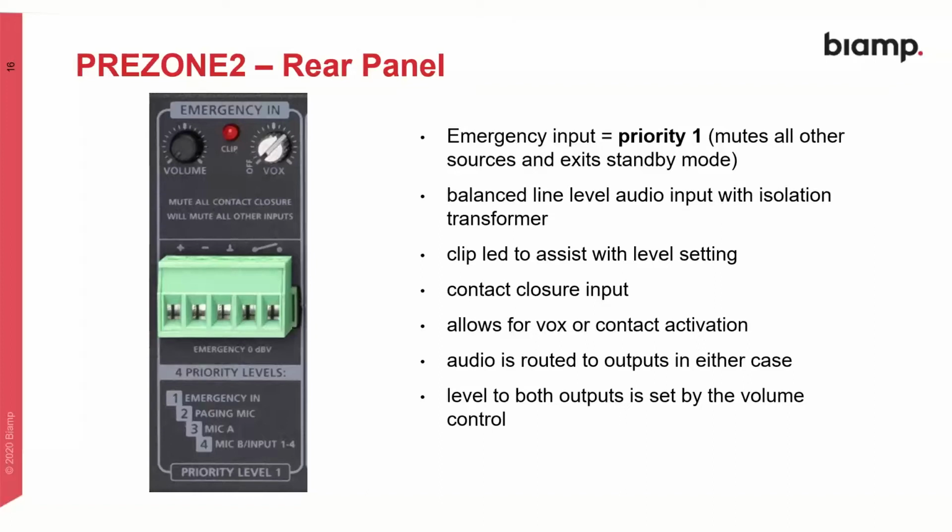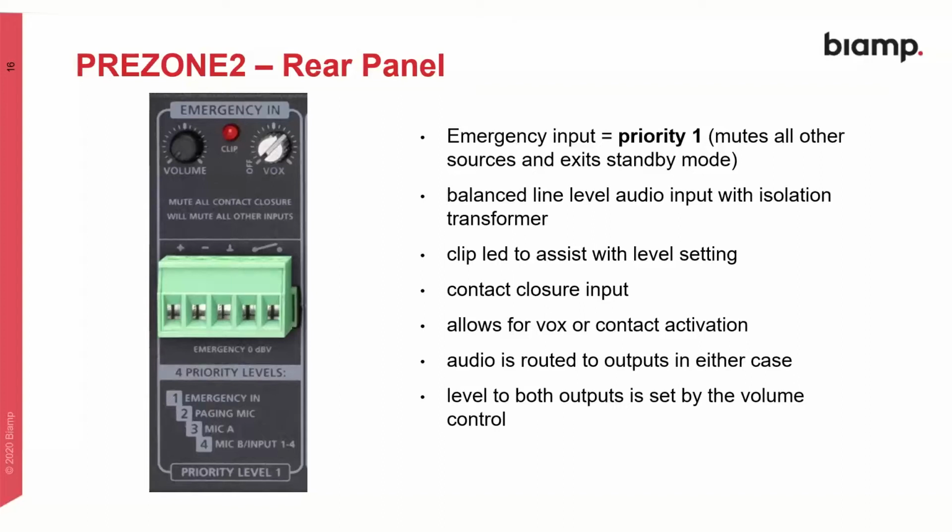So extreme left on the rear panel, the emergency input. This is the highest priority because, of course, the emergency safety in a building is paramount. When this section is active, it will mute all other sources and removes the device from standby mode if it is in standby mode. So this has a balanced line level audio input with isolation transformer, which is important because you may be having quite a long cable run on this line from the alarm system, for example. There is also a clip LED on the rear panel to assist with the level setting.